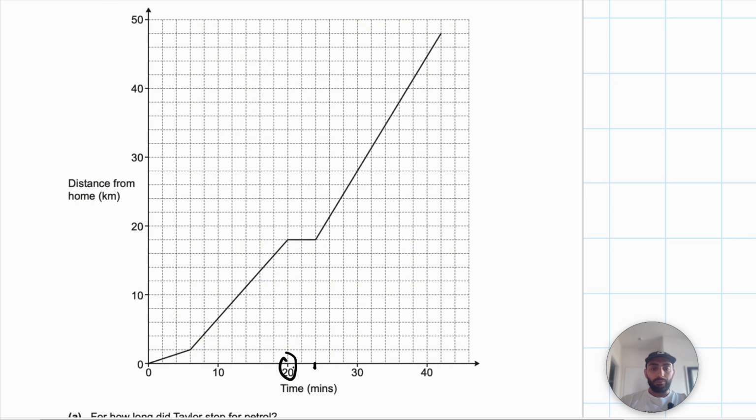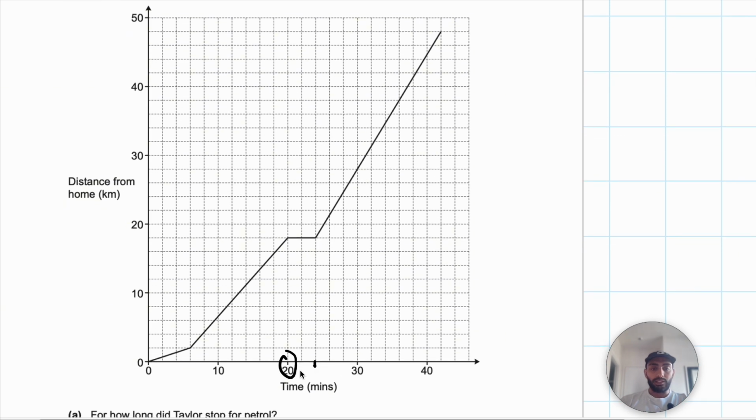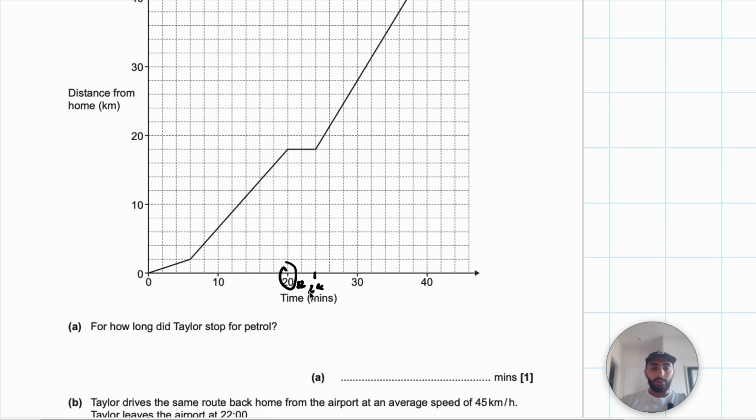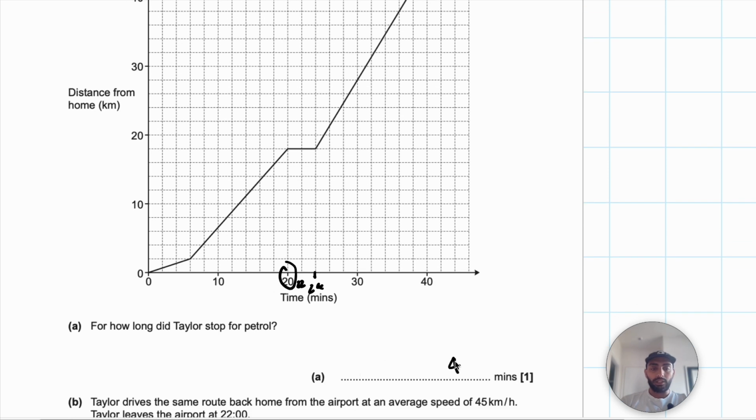What would that point be? So there's 5 gaps between 20 and 30, so each gap is worth 2. That'd be at 22, and that'd be at 24. So between 24 and 20, there are 4 minutes.